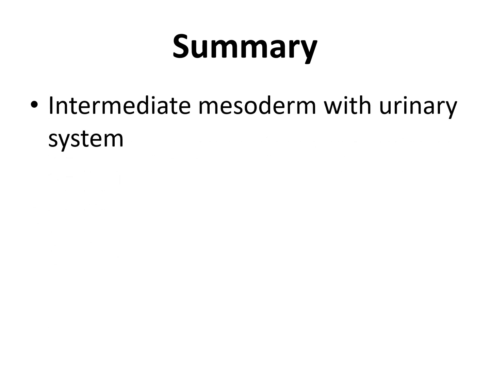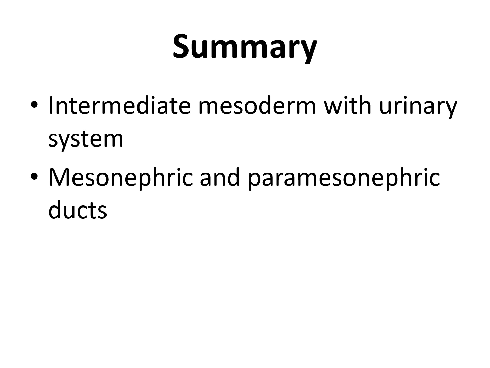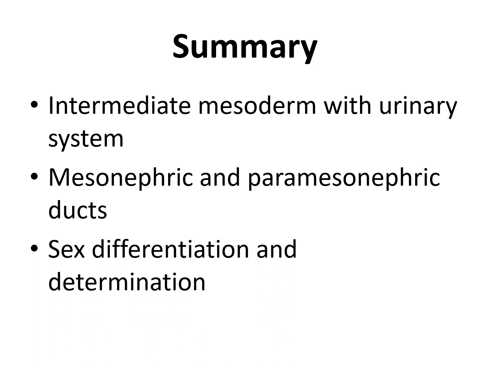So in summary, we mentioned that the intermediate mesoderm forms both the genital and urinary system. We talked about the mesonephric and the paramesonephric ducts, although they are two ducts, one of them will stay and the other one will disappear according to the sex.